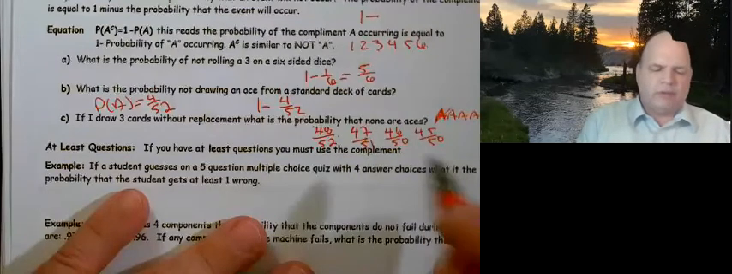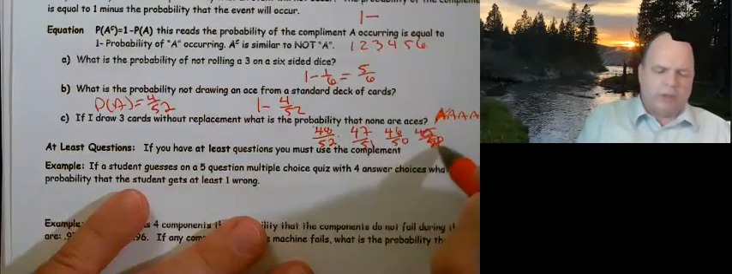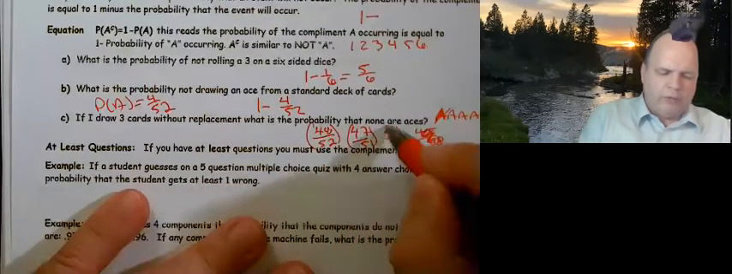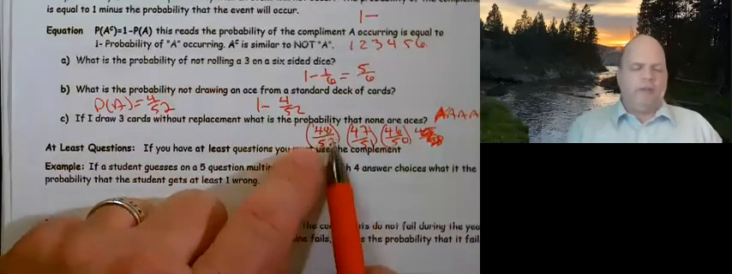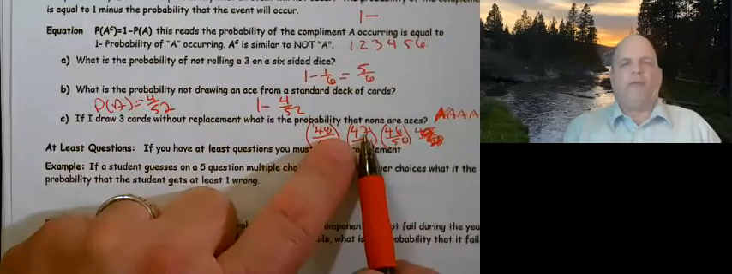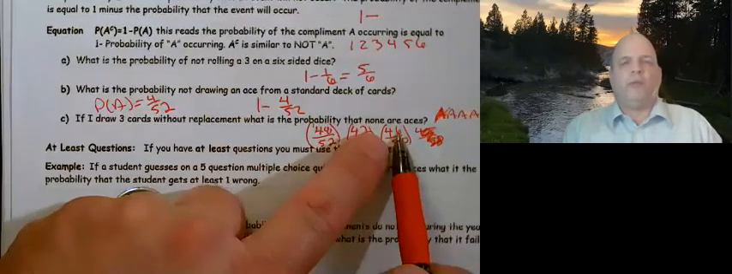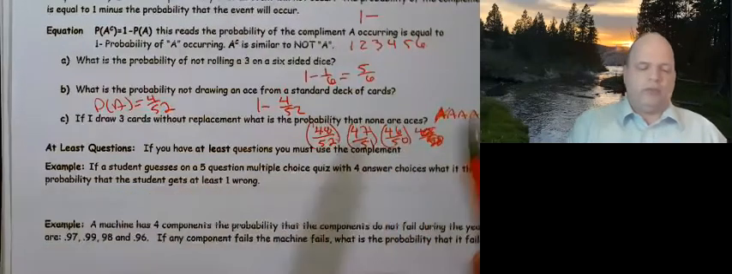All right. I'm only drawing three. Sorry about that. I drew four. So basically, 48 out of the 52 were not aces. But I took a card, so now I have 47 cards out of 51 cards that are not aces. Now I took a card, so I only have 46 out of 50 cards that were not aces.